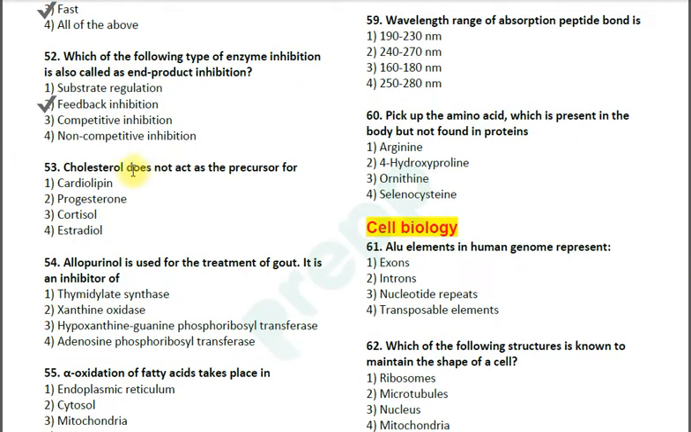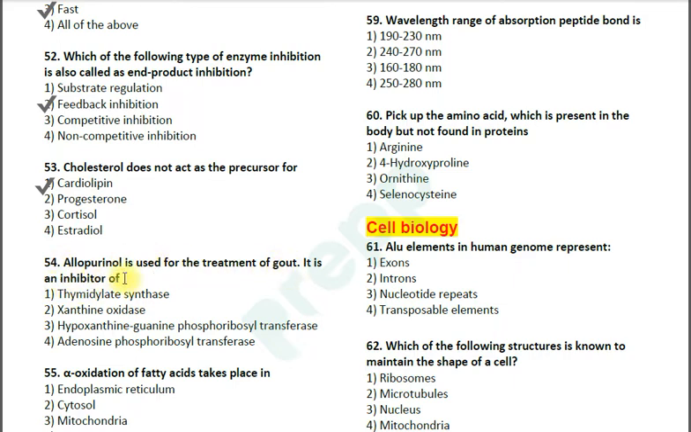Question number 53. Cholesterol does not act as precursor for 1 cardiolipin, 2 progesterone, 3 cortisol, 4 estradiol. Here the correct one is cardiolipin. Cardiolipin is a phospholipid found exclusively in mitochondria and its precursor is cytidine diphosphate diacylglycerol.